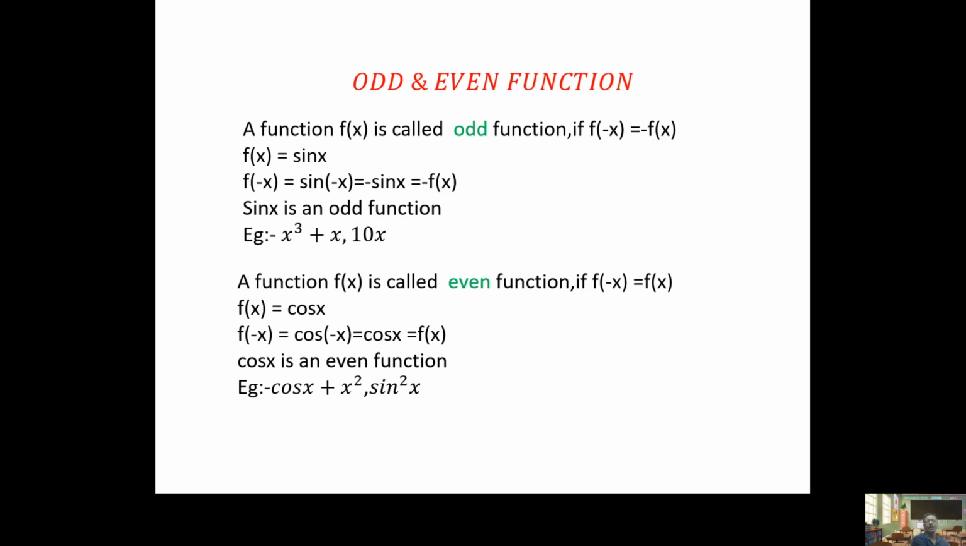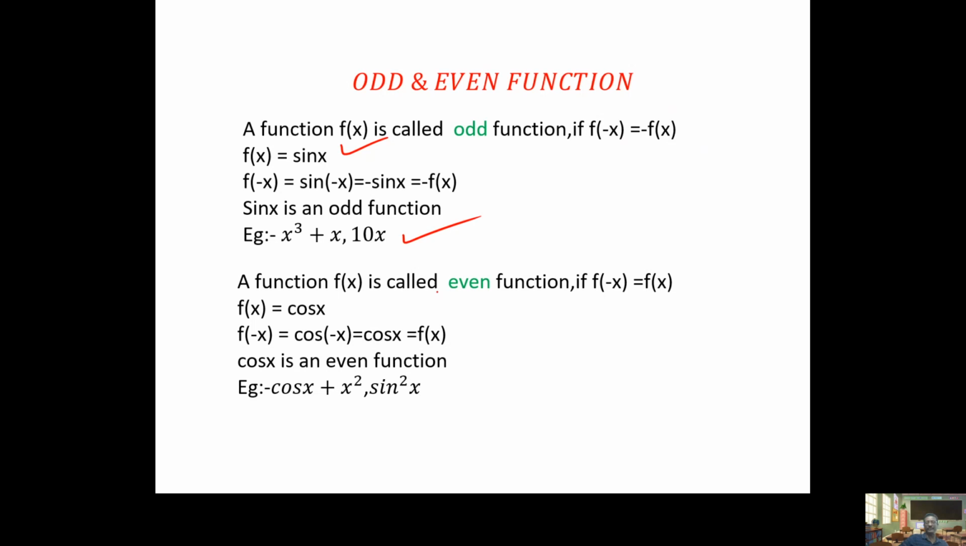Now, odd and even functions. What is an odd function? What is an even function? Odd function means in a function f of x, if you substitute minus x instead of x, it should be minus f of x. You see, f of x is equal to sin x. F of minus x is what? Sin of minus x. You know sin of minus x is what? Minus sin x. So minus f of x. So sin x is an odd function. Similarly, examples of odd functions are x cube plus x, 10x. All these are examples of odd functions.